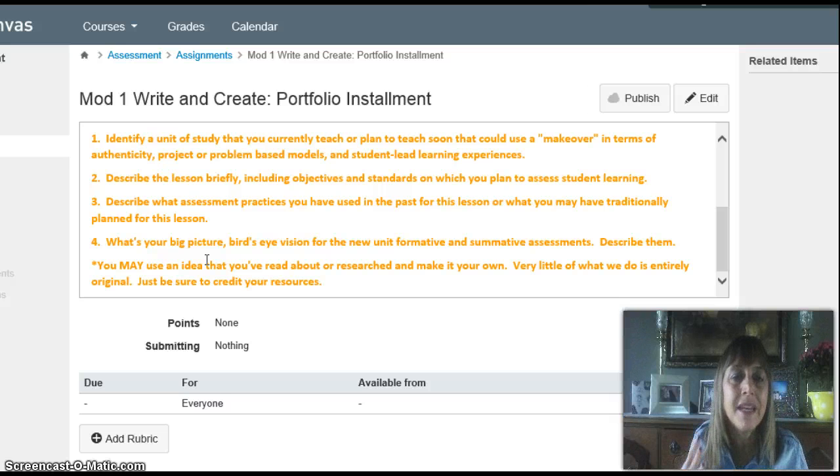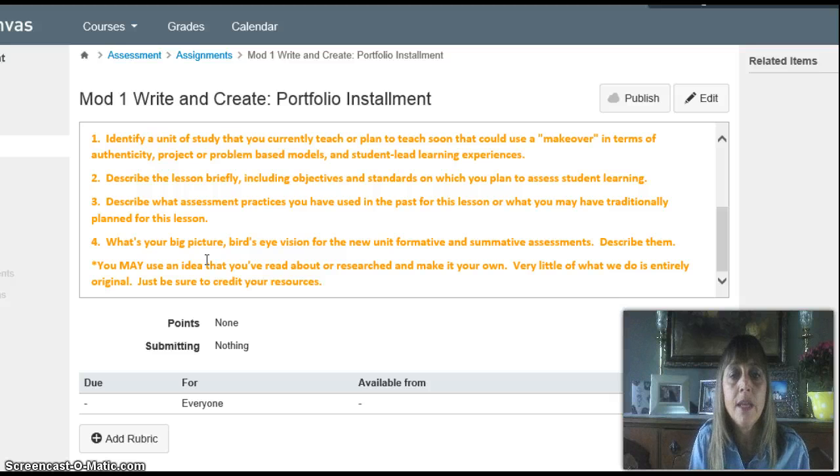Describe them. This can be done in a chart. This can be done in paragraphs. This can be done in a combination of things. If you want to create a video, I don't care, but build it into your portfolio, that's fine. As long as these 4 things are answered.